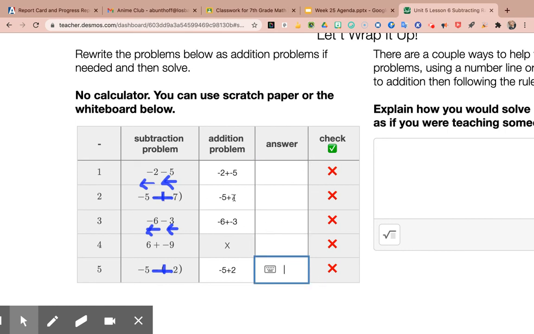Be careful because when I'm adding, I'm not always adding. So if they're going different directions, it's really like I'm subtracting. So although it says addition, if they're going different directions, like left and right, I'm actually going to subtract, and I keep the sign of whichever number has the bigger distance.